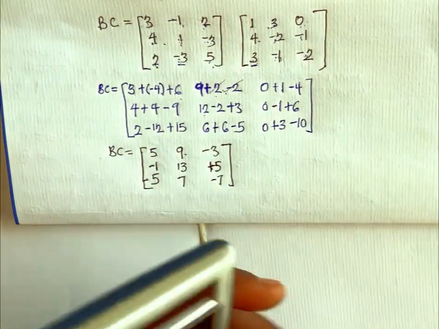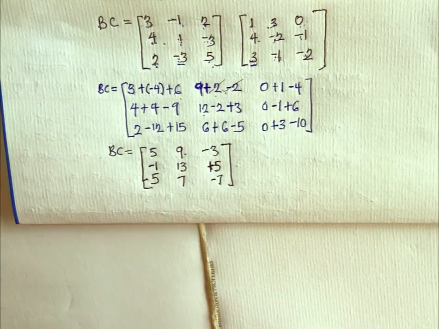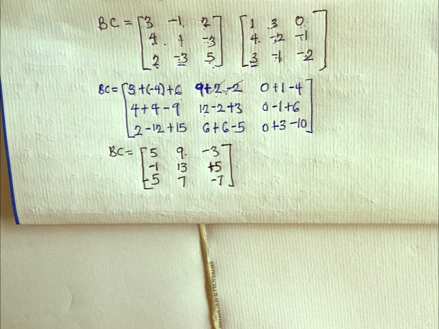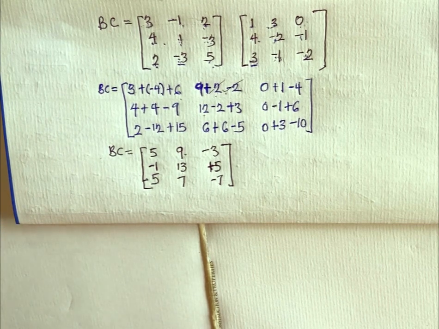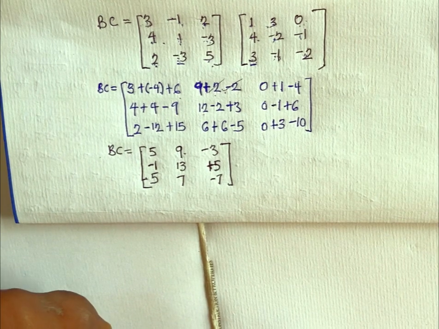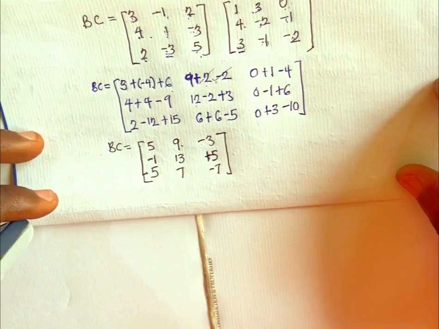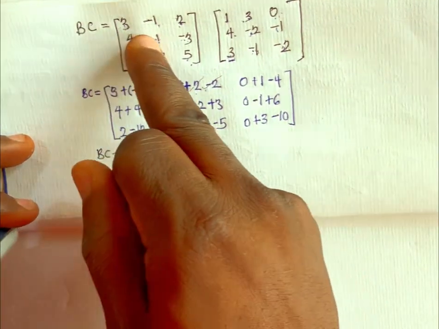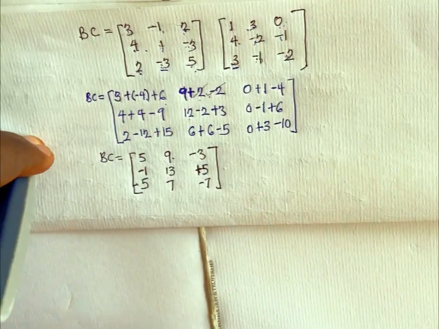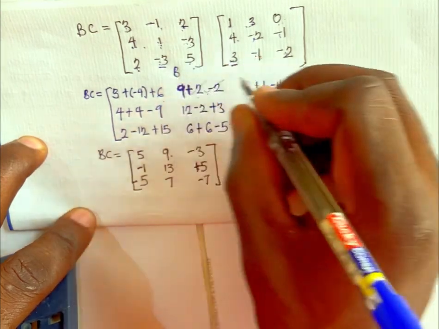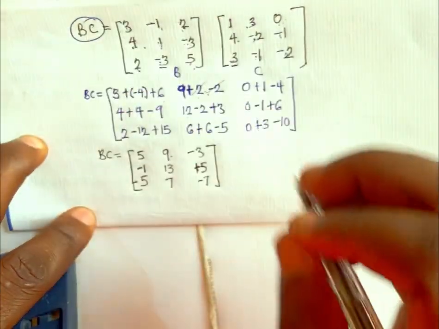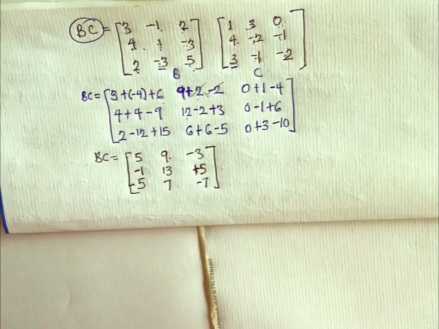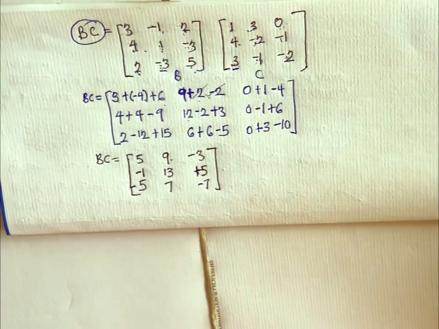Hi friends, in this video I'll be showing you how to calculate matrices, that is, how to solve multiplication of matrices using your Casio calculator. Let's suppose we are given matrix B and C. This is our B and this is our C, and we are asked to find matrix BC. I'll be using my Casio calculator to verify whether this answer is right or wrong.